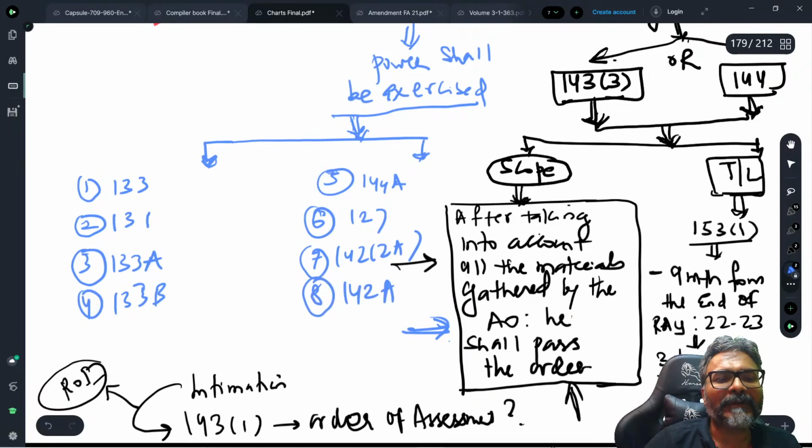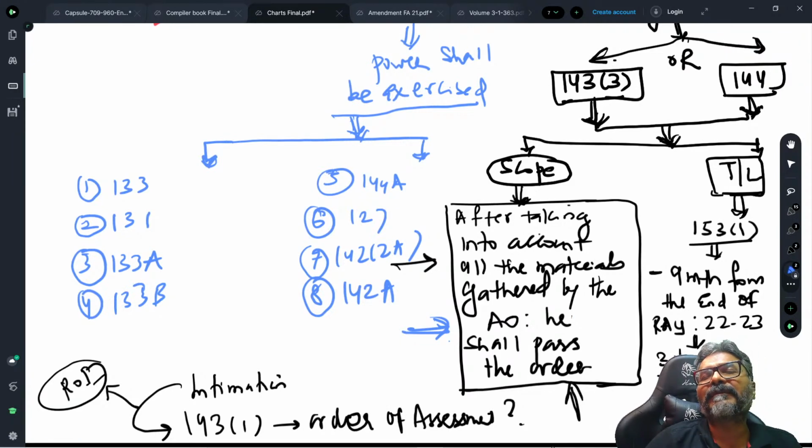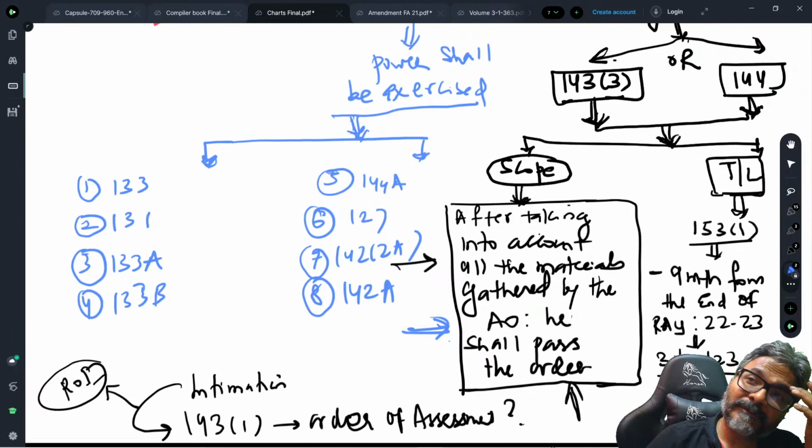These are the powers available to the assessing officer, exercising which the assessing officer is going to collect the materials. Based on the materials, the assessing officer is going to pass the order of assessment, and that is exactly what these sections are all about. I hope that this point is well taken by all of you.